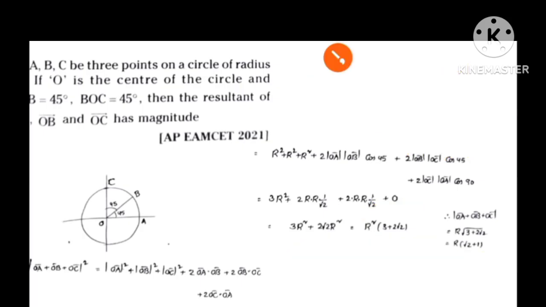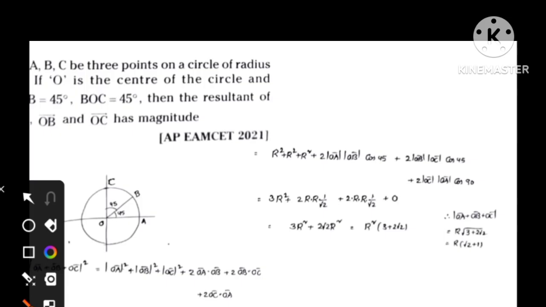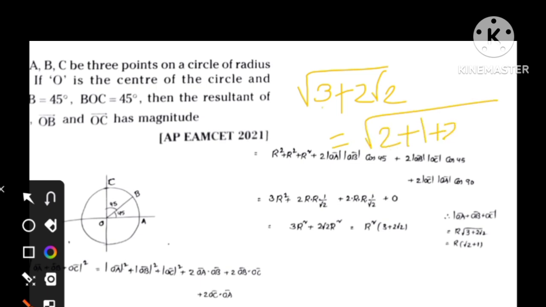Now how to find this root value? Square root of 3 plus 2 root 2, how to find that value? Very easy. First I am writing this 3 as 2 plus 1, and 2 root 2 as 2 into square root of 2 into 1. So what is the root value of this? Direct formula: this is equal to root 2 plus 1.